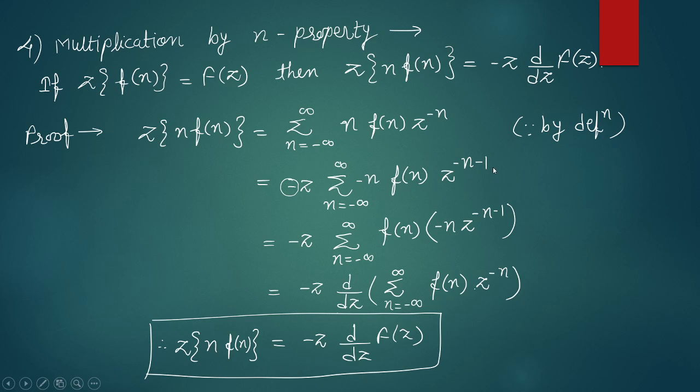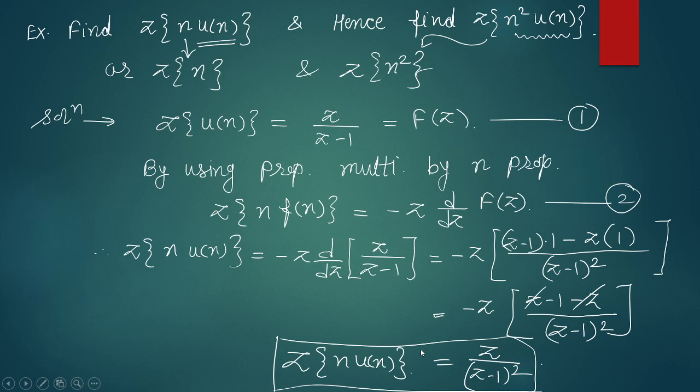Now why are we adjusting these terms? This negative sign and n we combine here, and this value minus n z to the power minus n minus 1 is the d by dz of this term, and this by definition has the value capital F of z. Hence we prove minus z d by dz of F of z. Now we discuss a problem on this.